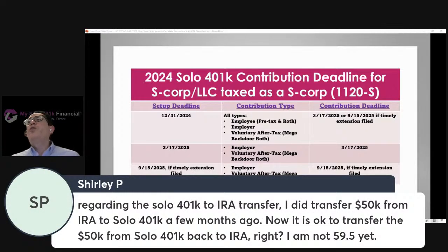Great questions. Regarding the solo 401k to IRA transfer, I did transfer $50,000 from IRA to solo 401k a few months ago. Now it is okay to transfer the $50,000 from the solo 401k back to the IRA, right? Yes, because that would be rollover funds. So it still needs to be reported by the solo 401k. For our customers, we handle the 1099-R for those that ask us, in a timely fashion. It's easy to do. You just go to our website, mysolo401k.net/forms, and submit the applicable form to tell us about that transfer from the solo 401k to the IRA.